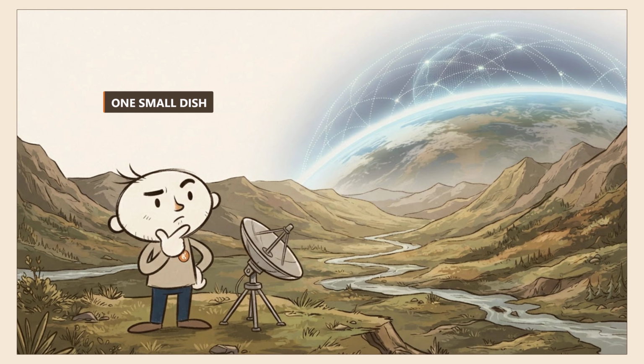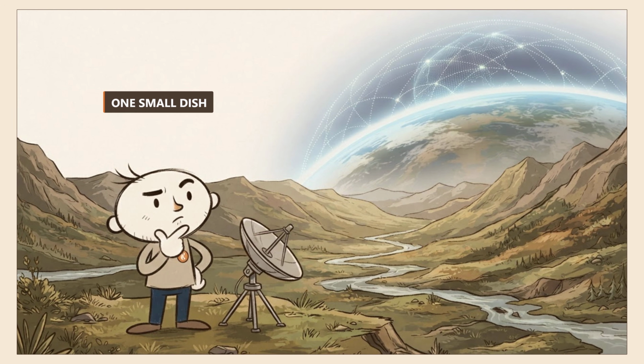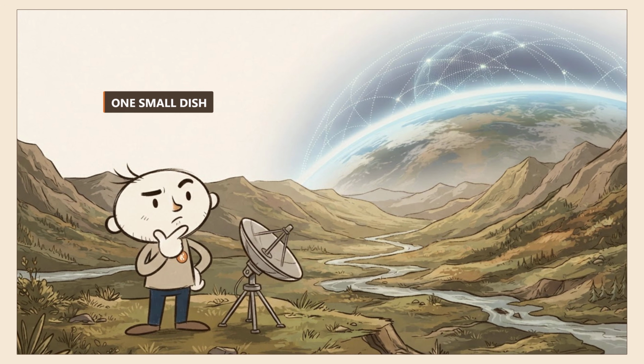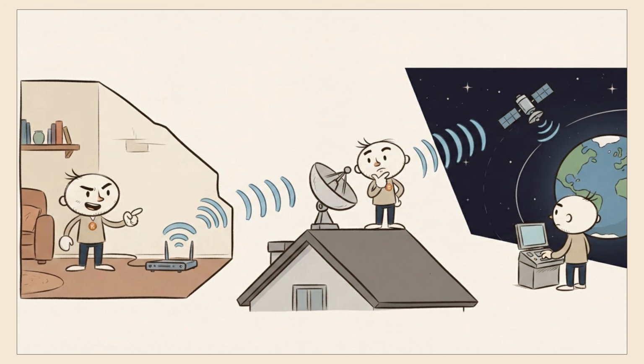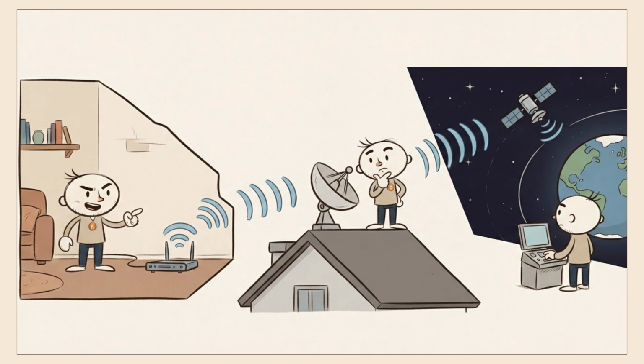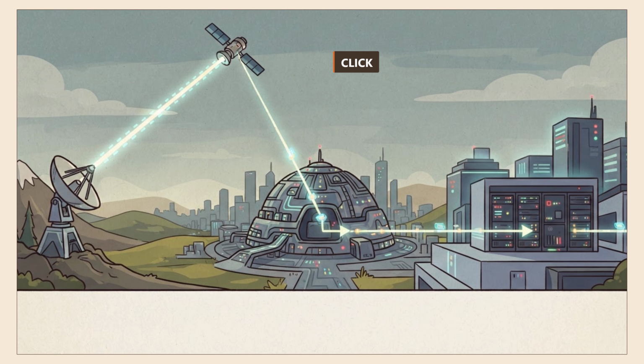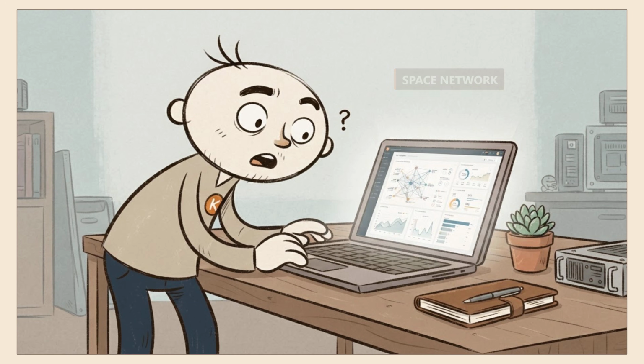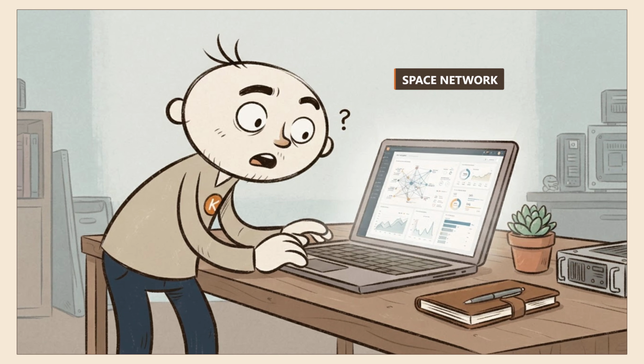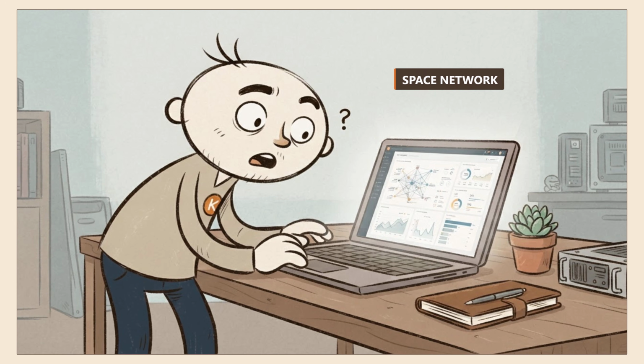The user sees one small dish. Behind it is a network moving around the entire planet. Kirac clicks. The router sends. The dish aims. The satellite receives. The lasers relay. The ground network routes. The server answers, and the result returns before Kirac finishes asking, "Is the internet working?"